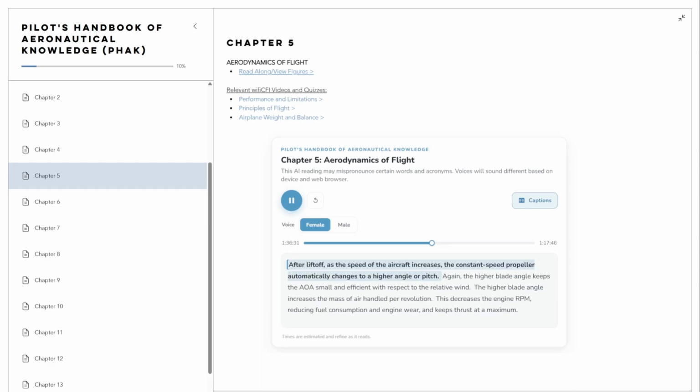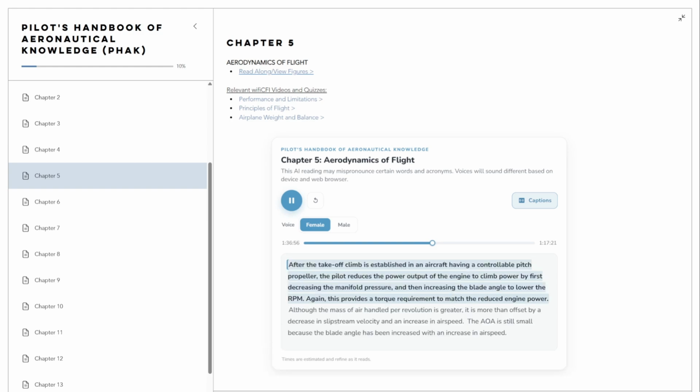After liftoff, as the speed of the aircraft increases, the constant speed propeller automatically changes to a higher angle or pitch. Again, the higher blade angle keeps the AOA small and efficient with respect to the relative wind. The higher blade angle increases the mass of air handled per revolution. This decreases the engine RPM, reducing fuel consumption and engine wear, and keeps thrust at a maximum.